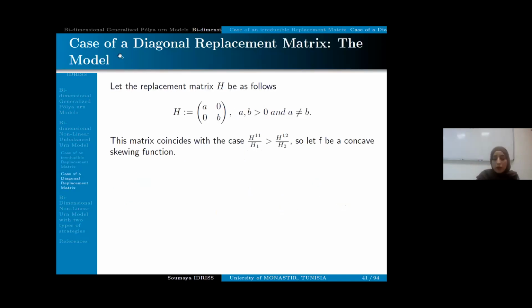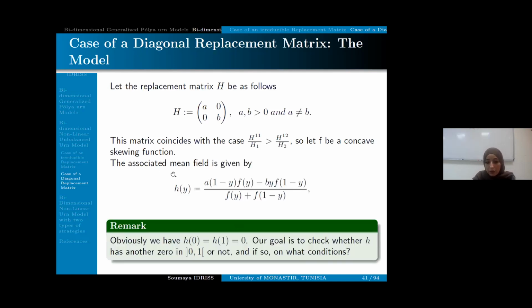We move now to the part where we are dealing with a diagonal replacement matrix. So given this diagonal replacement matrix with A different from B, this matrix coincides with the second case. So we need f to be concave. The associated mean field is given by this quantity. As you can see here, this form of function H already has two zeros, which are 0 and 1. So the goal here is to check whether H has an additional zero in the open set (0, 1), and if so, on what conditions.